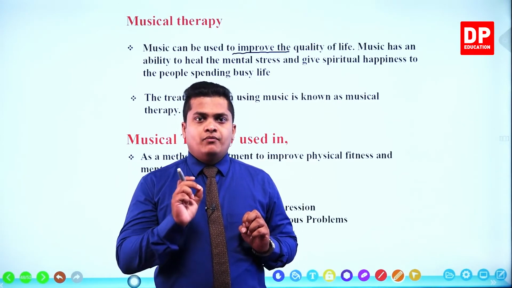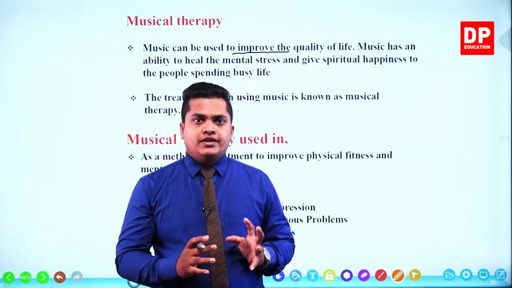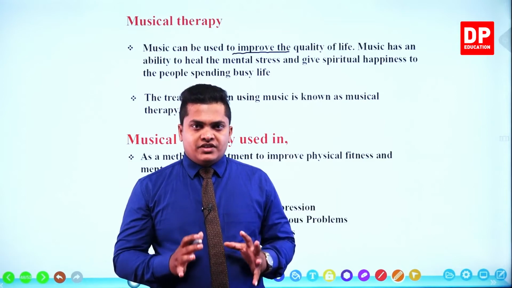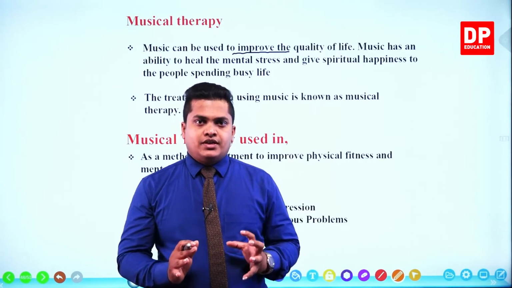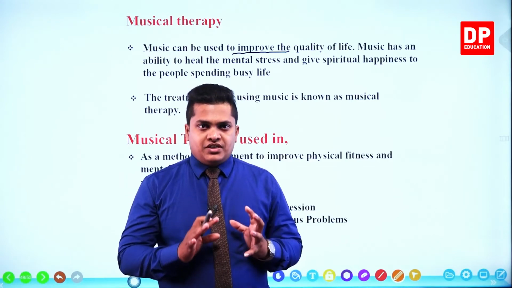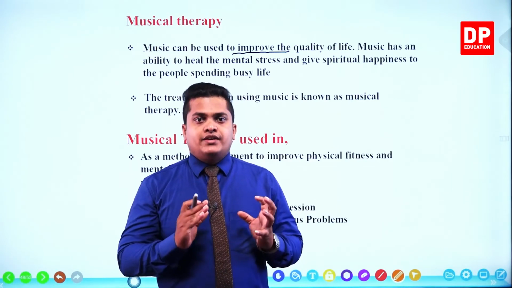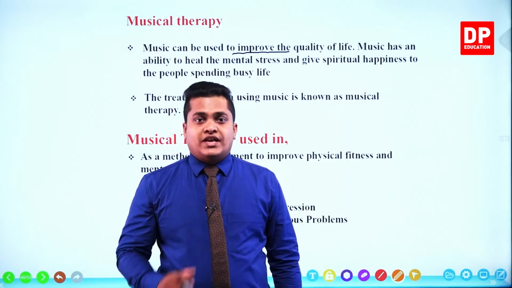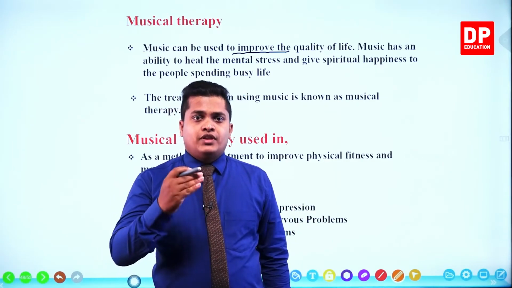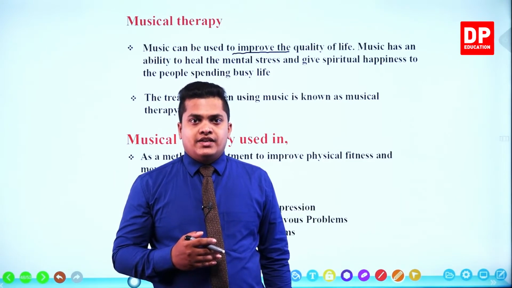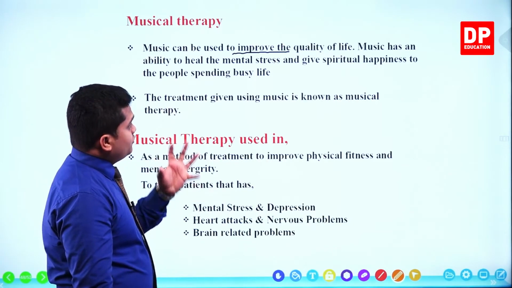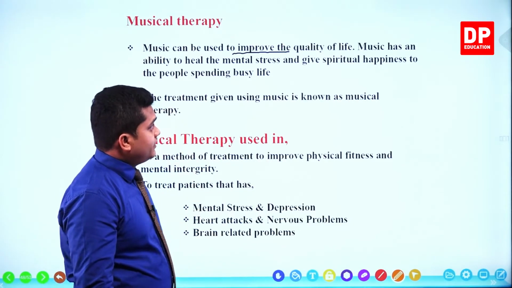So how can we get a calm mind? We can listen to music. If you listen to peaceful, calm music, then your brain activity would be peaceful and it would get calm as well. So that's why the athletes listen to music before they enter an event, right? So music can be used to improve the quality of life.